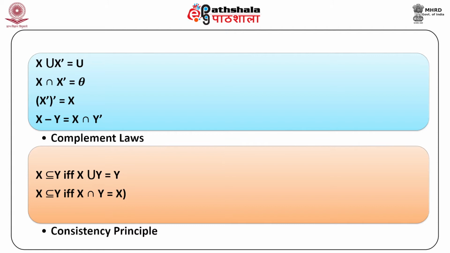Consistency principle, being the last, implies that X is a subset of Y if and only if X union Y is equal to Y, and X is a subset of Y if and only if X intersection Y is equal to X.